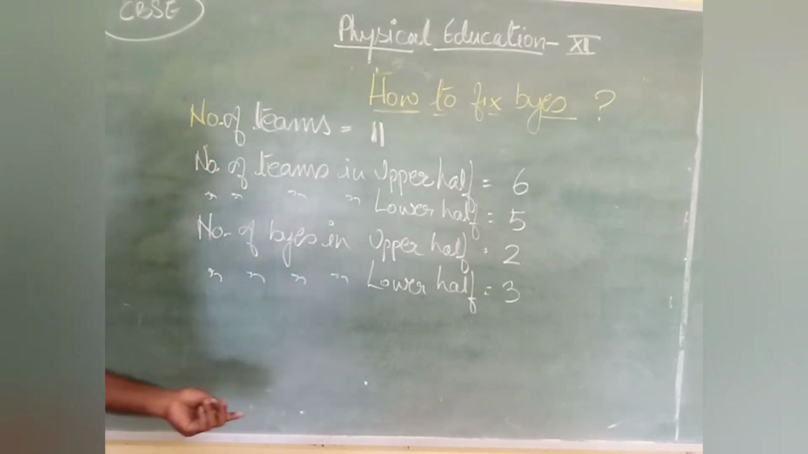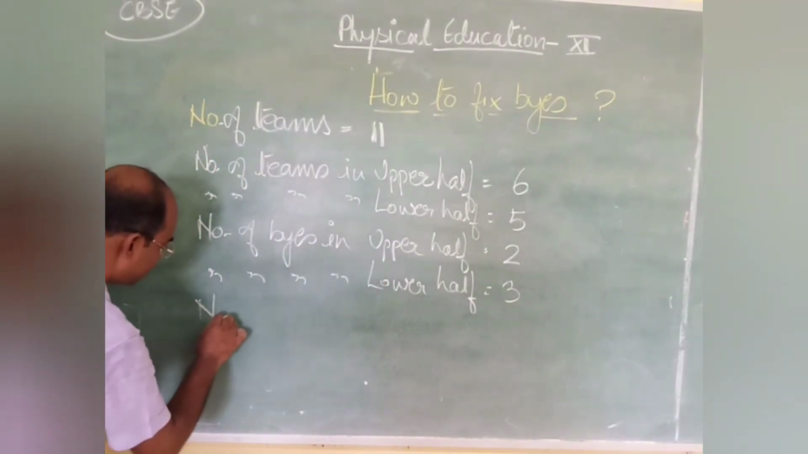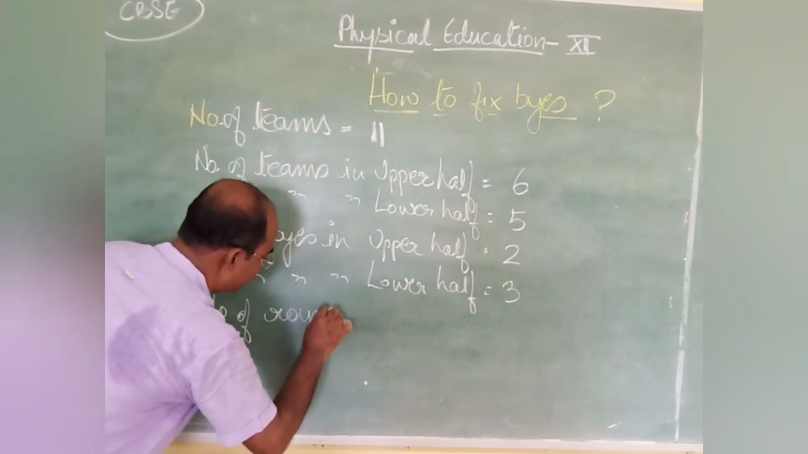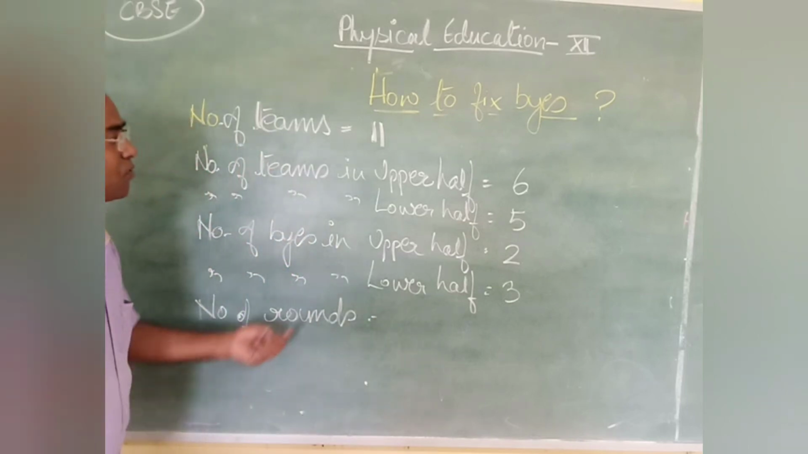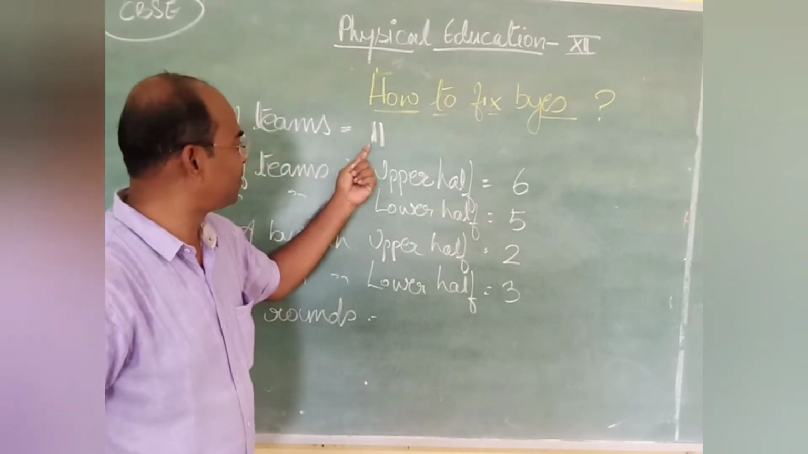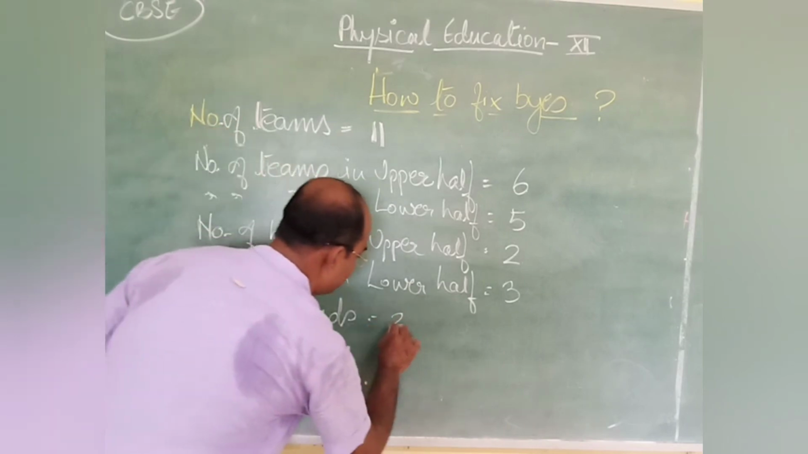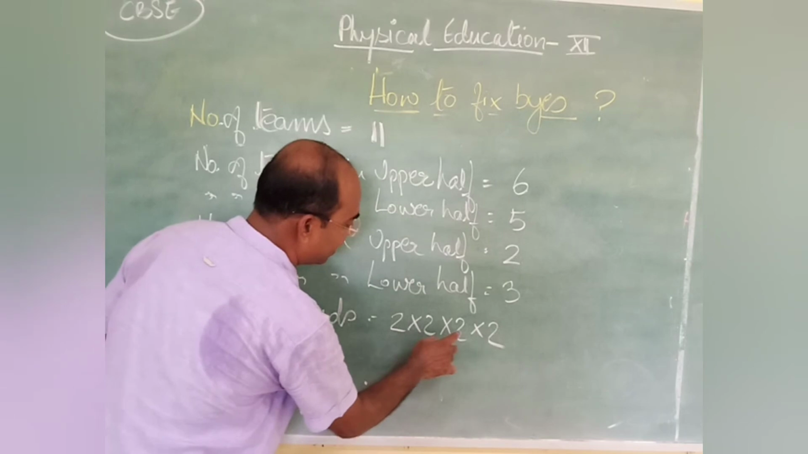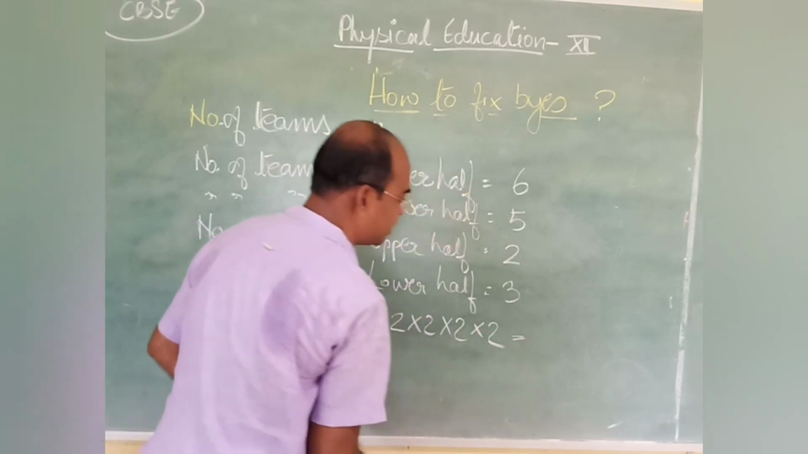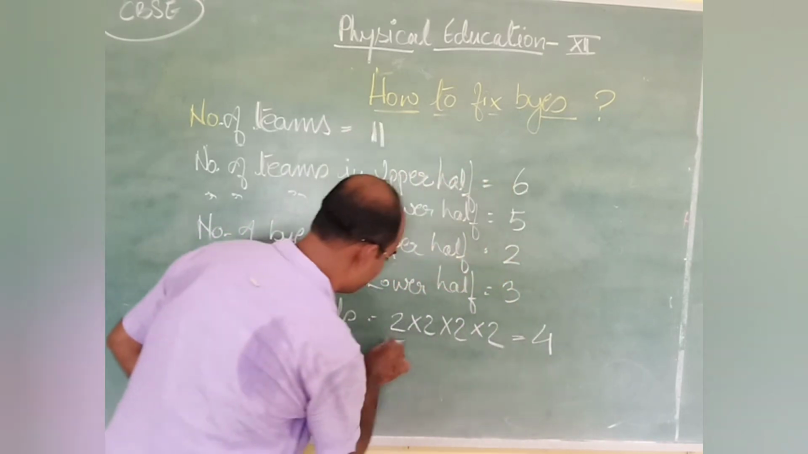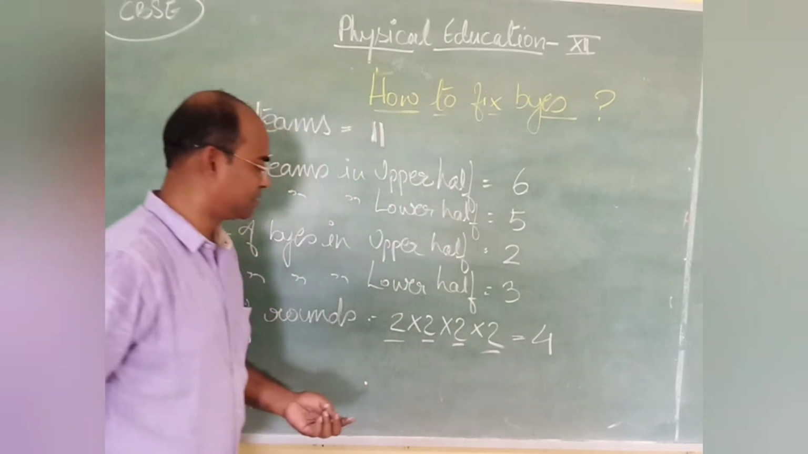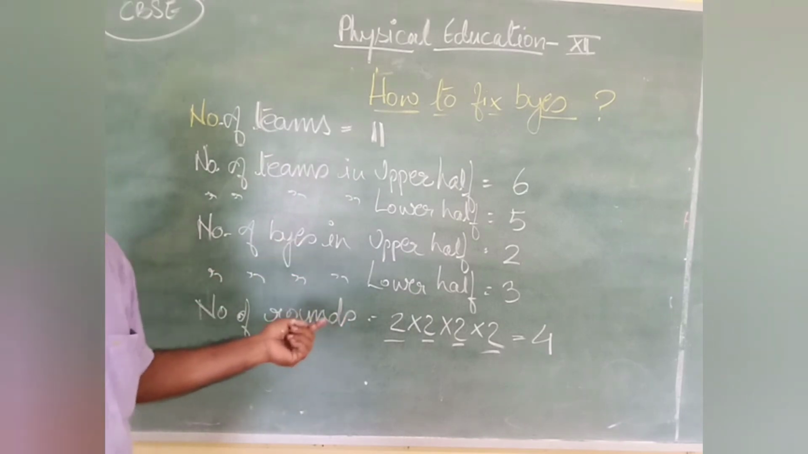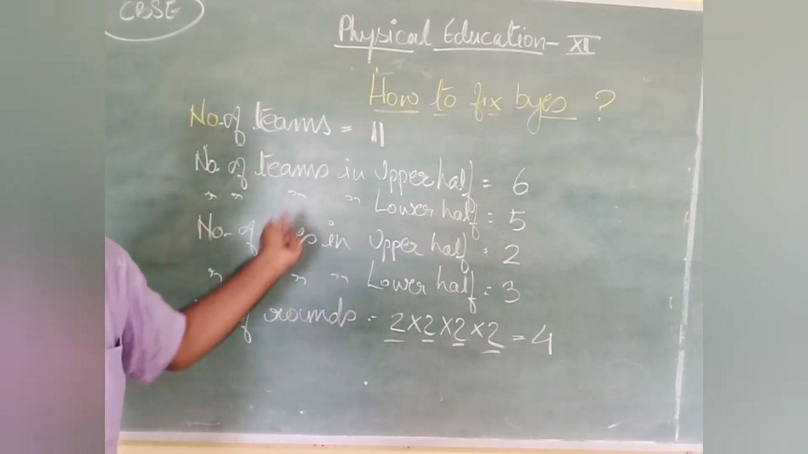Okay, so upper half is clear, number of teams in upper half is clear, lower half is clear, buys are clear. Okay, number of rounds. So next power of 2 of total number of teams is 16. So it will be 2 into 2 into 2 into 2. 2, 4, 8, 16. So how many rounds will be there? 4 rounds will be there. 1, 2, 3, 4 rounds will be there. So this part is clear.